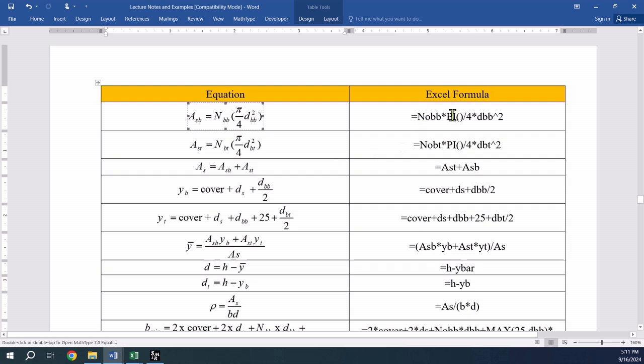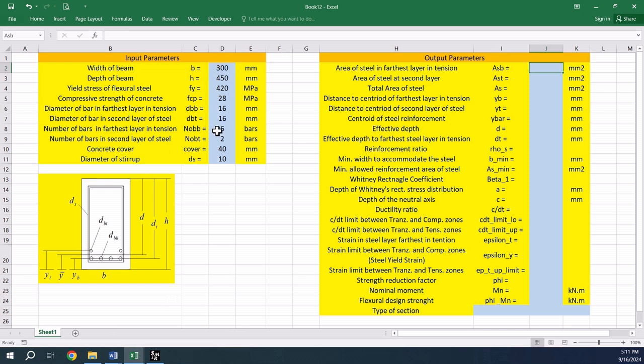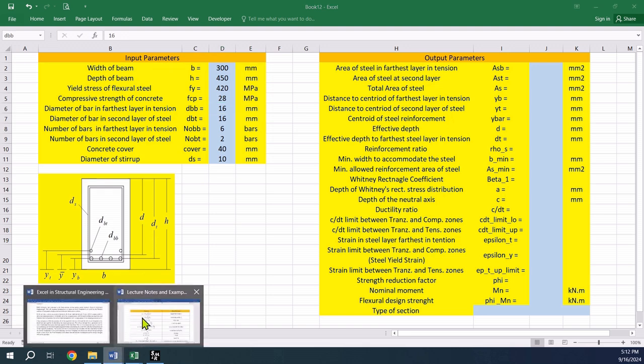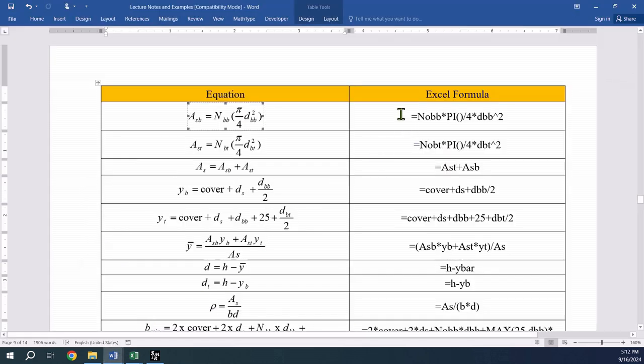Note that NOBB and DBB are input parameters in this table here. So the number of bars in the layer farthest from the neutral axis and the diameter of bar in the layer farthest from the neutral axis are input parameters, and therefore they are used to calculate the output parameter, the area of steel reinforcement in the layer farthest from the neutral axis. Same can be done to calculate the area of steel in the second layer, which is nothing but the number of bars in the second layer times pi over 4 d square, where d here is the diameter of bar in the second layer.